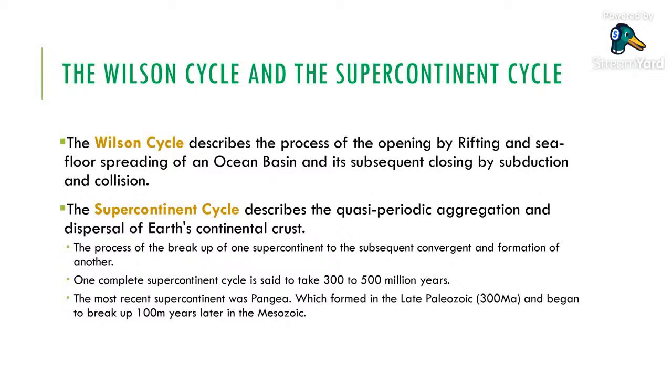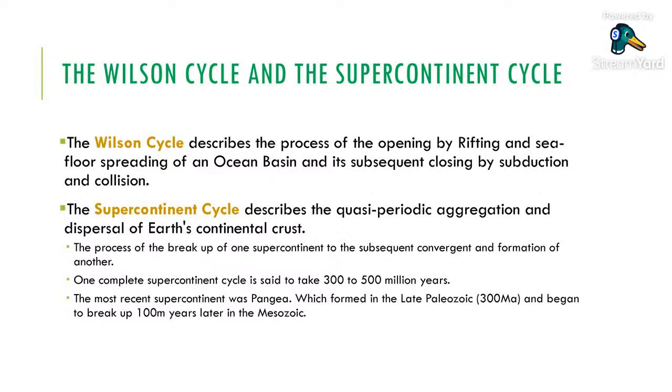The most recent supercontinent was Pangaea, which formed 300 million years ago and began to break up 100 million years later, in the Mesozoic, to what we have now. There have been other supercontinents in the past in geologic time. And it is believed that, the way the continents are moving, we're going to have another supercontinent in the next 200 to 250 million years. So it's a process that takes place.